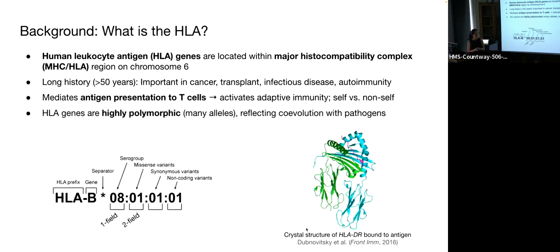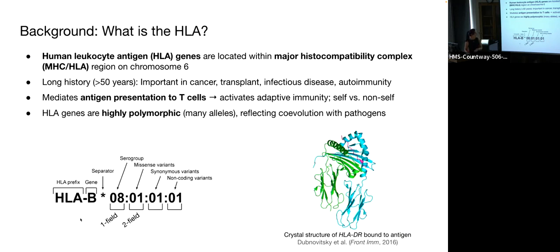An interesting thing about these genes is that they're very highly polymorphic across people, which means that there are many different alleles or versions of the gene across the population. This makes sense because as a species, we've co-evolved with pathogens, and it's advantageous for us to collectively be able to present many different types of peptides to protect us against different possible infections. And because there are so many different alleles, we have a very complicated nomenclature system to name them.